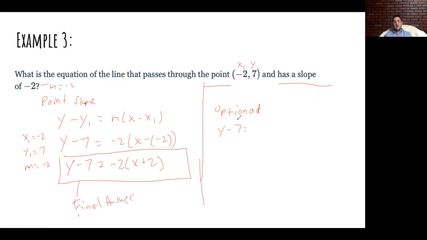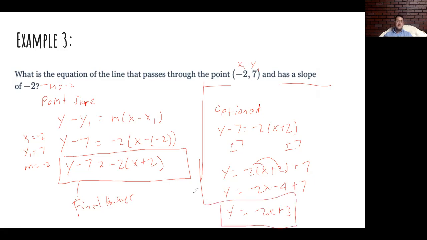But if you want to see y equals mx plus b, what you can do is just get the y by itself. So I'm just going to move the 7 over to the other side. So I'm going to say that that's negative 2 times x plus 2 plus 7. So that's negative 2x minus 4 plus 7. So that's y equals negative 2x plus 3. These equations here are the same.